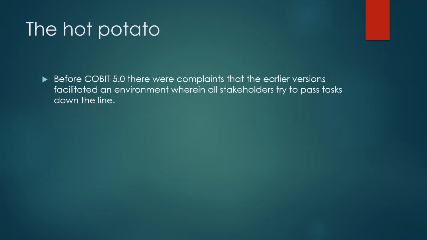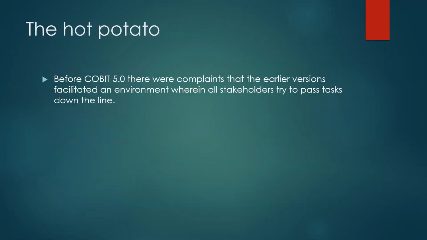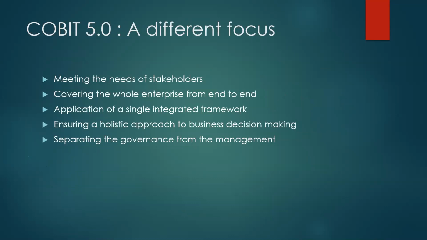So COBIT 5.0 really solved the hot potato problem. So as we go back down here, management guidelines, you can kind of see it's basically built into this process that the best managing is to constantly pass down whatever the problem is to somebody that can better solve it. The problem is then you'll get an environment where all the stakeholders try to pass down tasks down the line and nothing really gets done. Or the people that end up doing the product might not be the best ones suited for it. They just might be the lower person on the totem pole. So COBIT 5.0 provided a different focus, and the 5.0 is the main one used today.